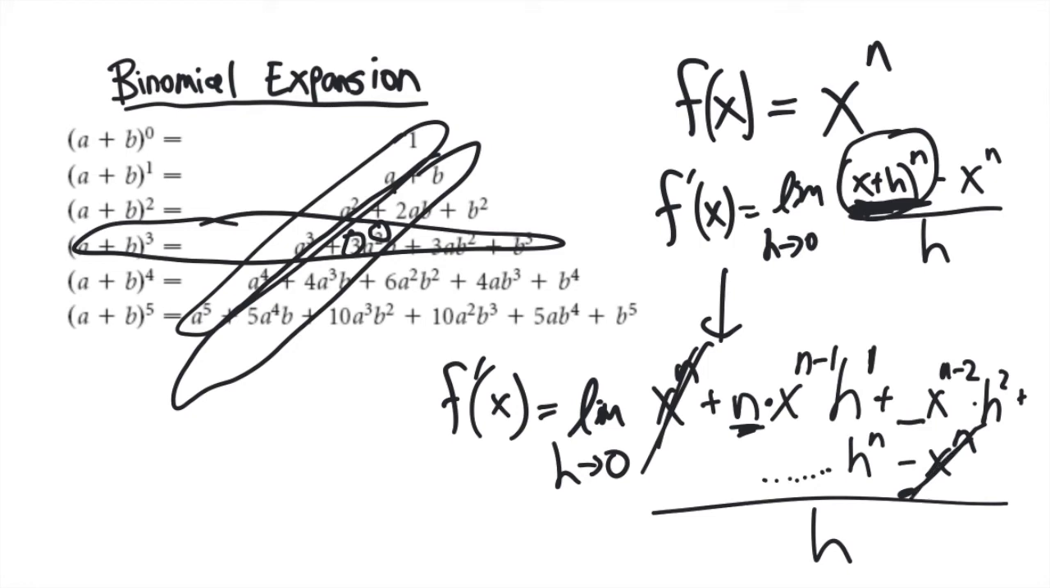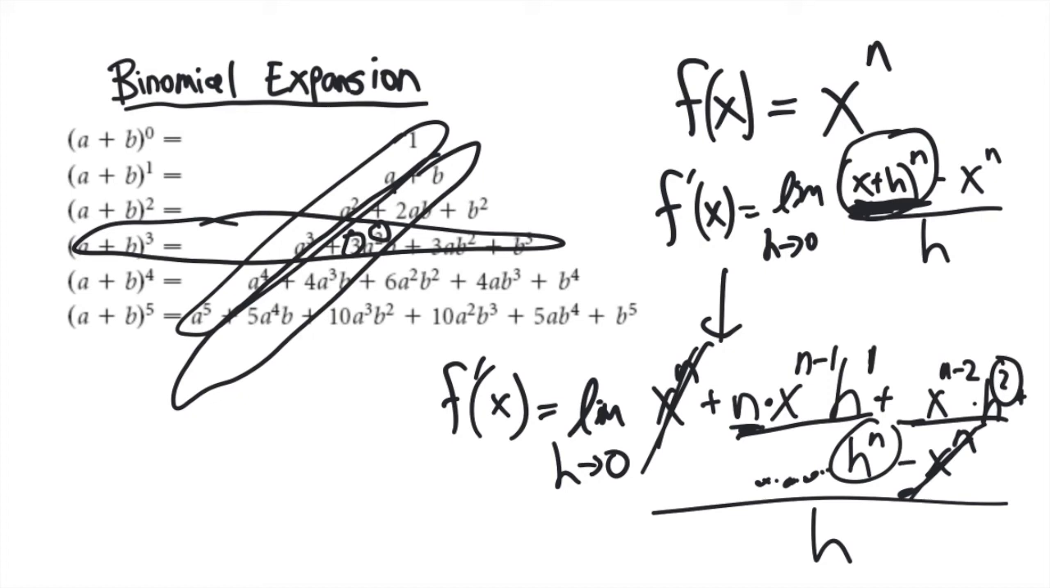Now, there's a lot of stuff in here, and notice I have this dot, dot, dot, which means I don't know how many terms there are. It depends on what n is. But look at the terms that are going to have an h in them. They're all going to have an h in them. Every term has at least one h in it, because you're going to have an h squared, and then the next one's going to be an h to the third, and an h to the fourth, an h to the fifth, and h to the sixth, keep on going, all the way up until this h to the n over here.